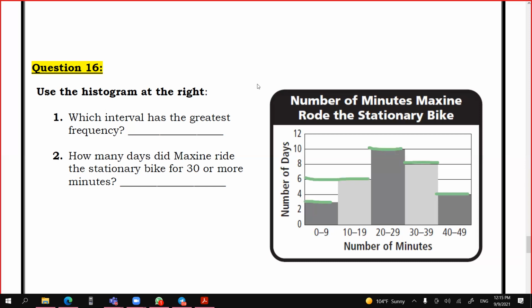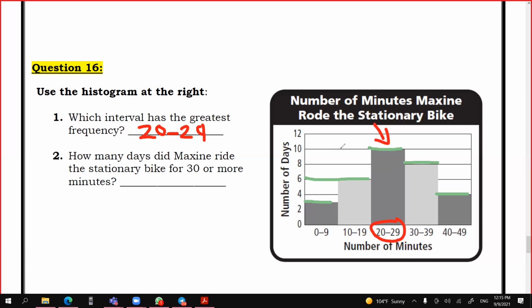Now, which interval has the greatest frequency? Bravo, here is the greatest frequency. So it's from 20 to 29. Is it clear?